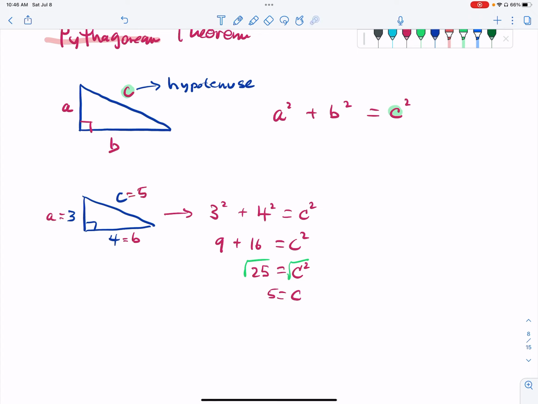C equals 5. Now, like I said, you may have already known that this was 3, 4, 5. This is something that we call a Pythagorean triple.